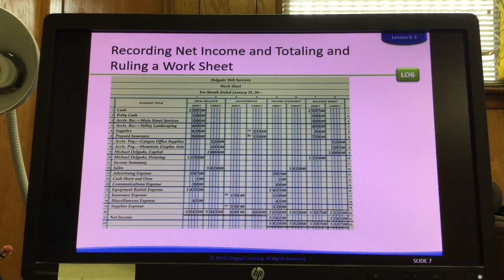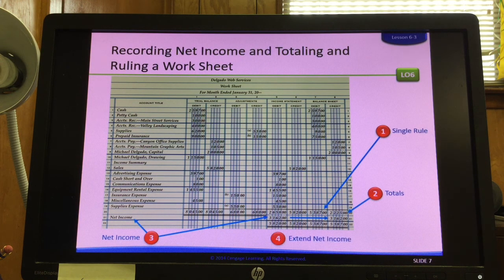So in this scenario, our revenue was $582,000 and our expenses was $265,800. So our revenue was more than our expenses, so we had net income. You find the difference, and our net income was $3,162. So single rule, totals, and here's our net income. And then you extend it, and it's going to go all the way on the outside.